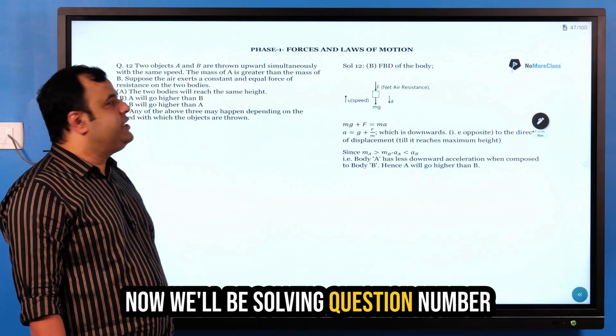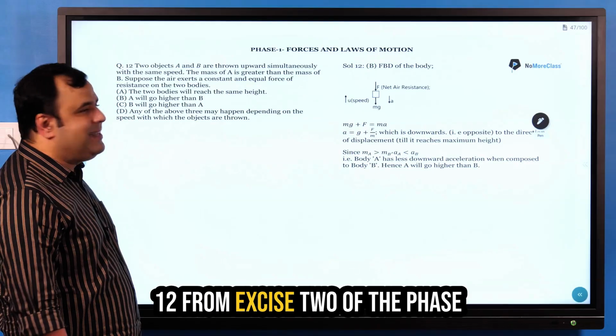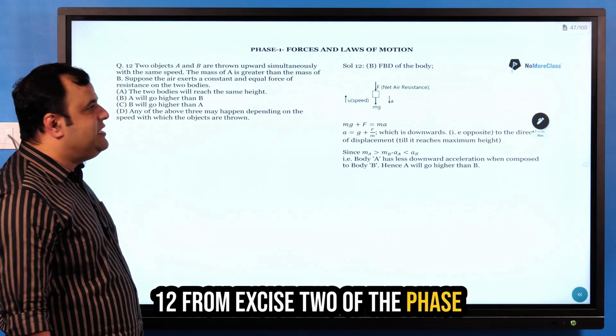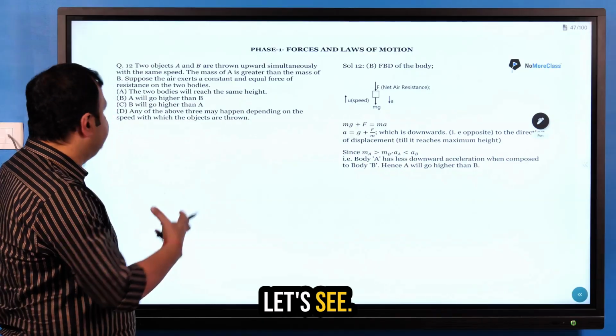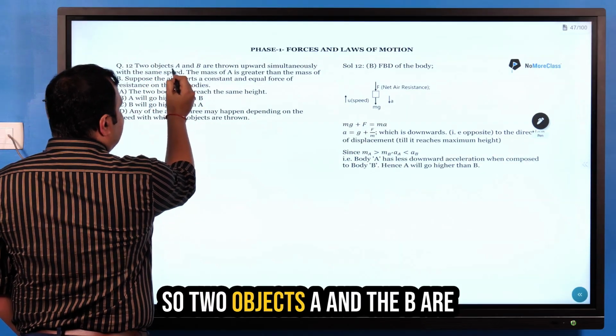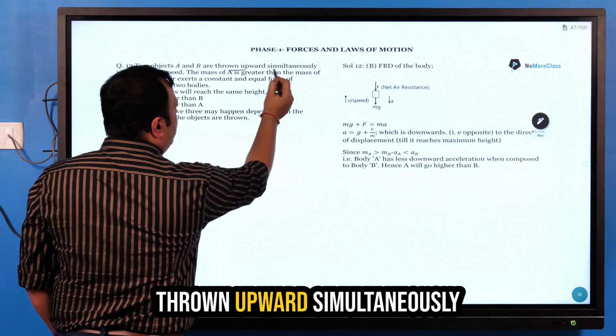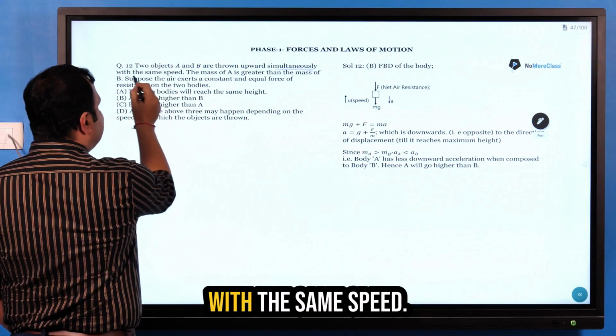Now we'll be solving question number 12 from exercise 2 of the phase 1 chapter called laws of motion. Let's see. The two objects A and B are thrown upward simultaneously with the same speed.